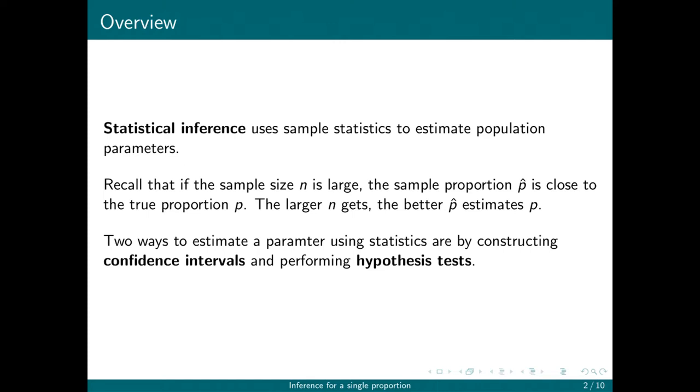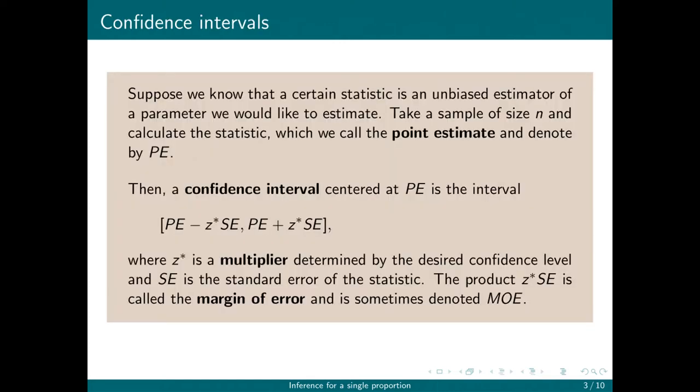Two ways that we can estimate a parameter using statistics are by constructing confidence intervals and performing hypothesis tests. In this video, we're going to talk about confidence intervals. All right, this is a lot of information, so we're going to work through it slowly.